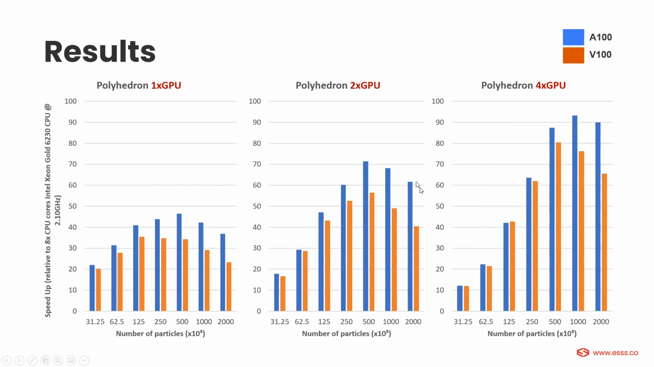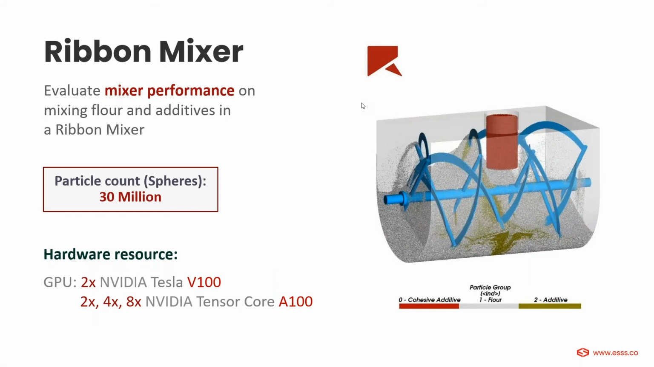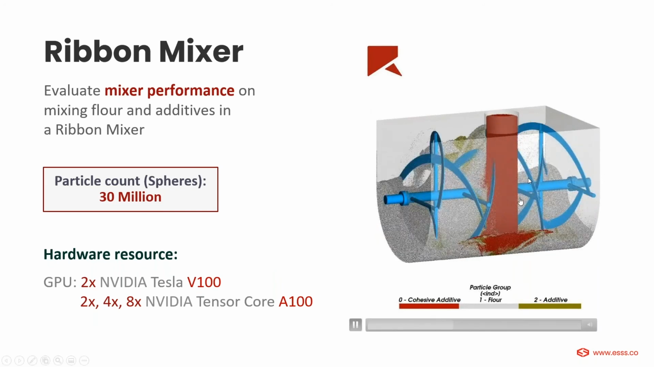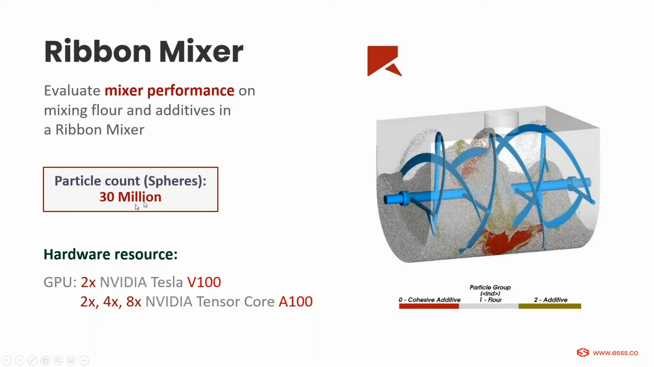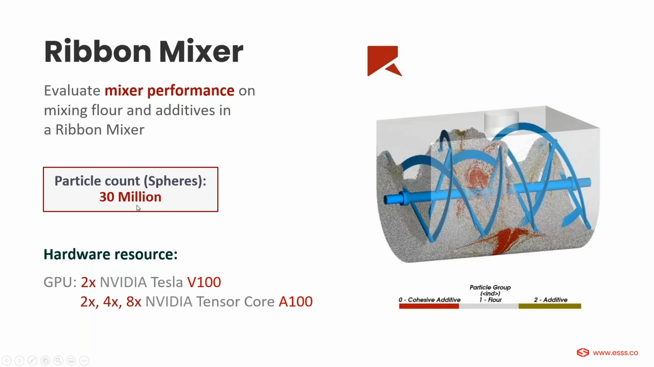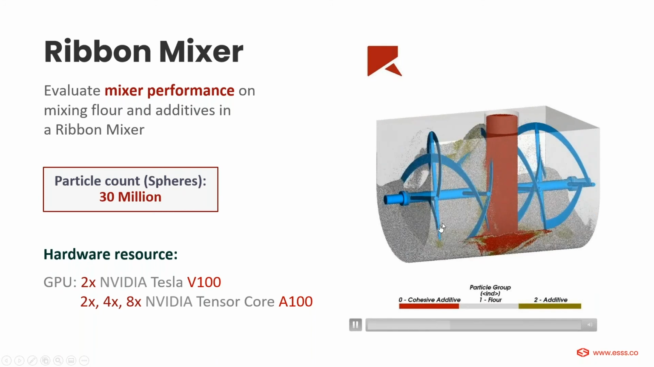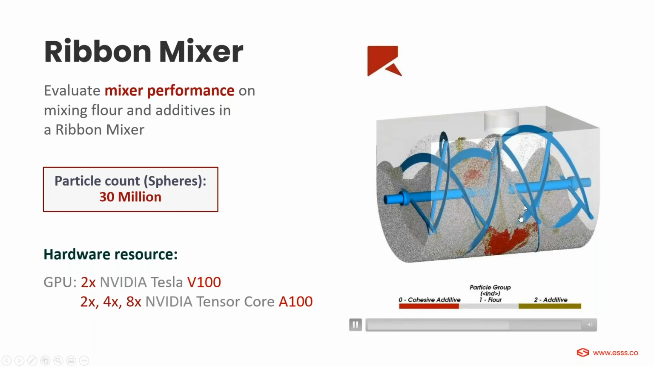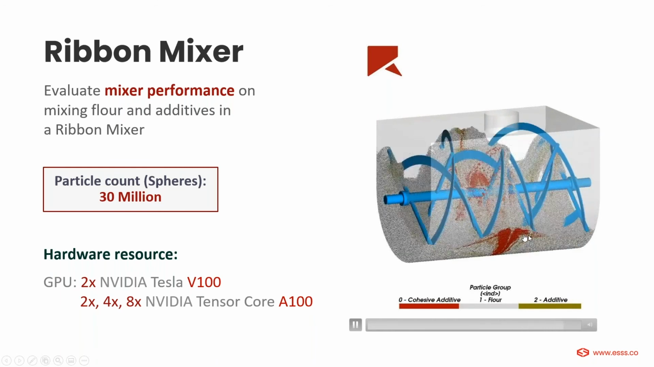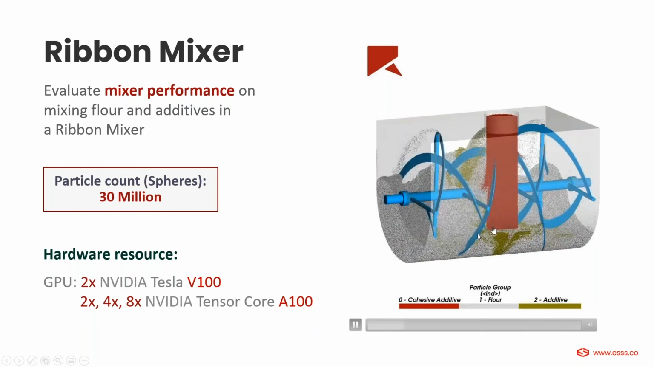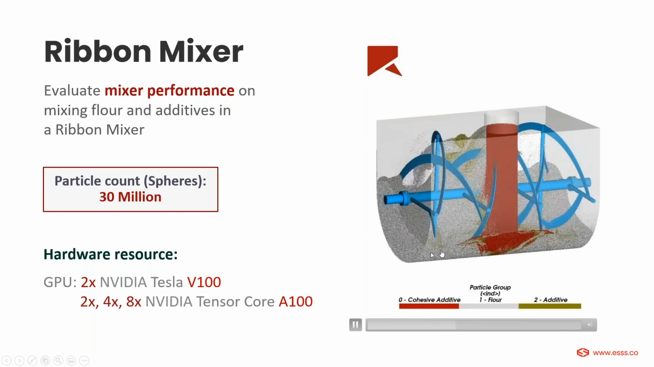In a general sense, you see that the A100, for the same number of graphic cards and a large particle count, can be 25% faster than the V100 card. In this other example, we have a Rebloom mixer case, and this is 30 million spheres. We're not talking about shapes, but regular spheres. But even though these are spheres, you see that we have a lot of contacts in the bed that need to be accounted for, and we also have a lot of complex interactions with the geometry.